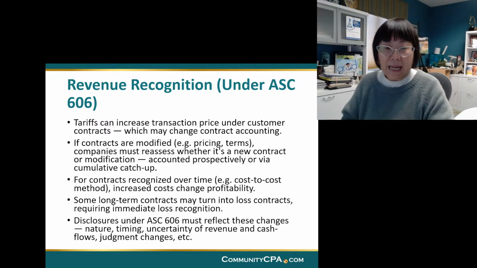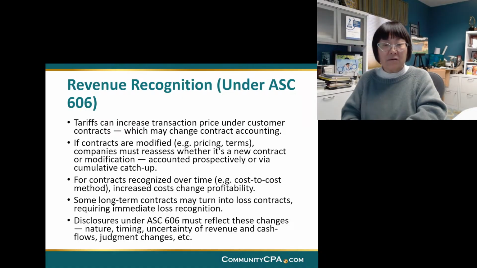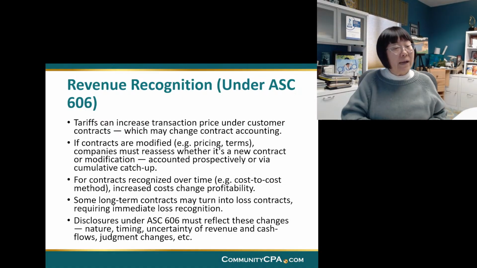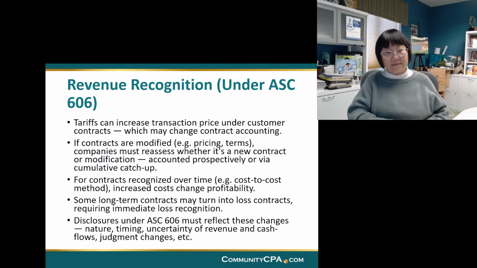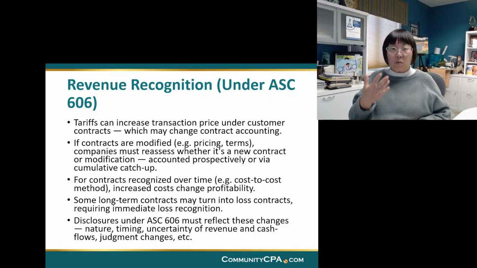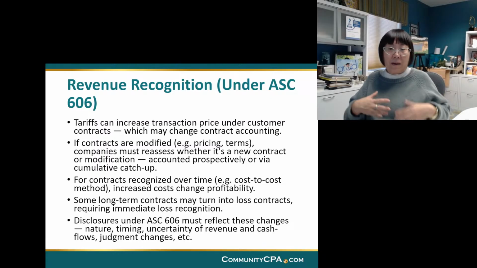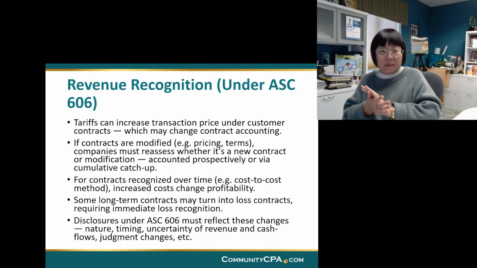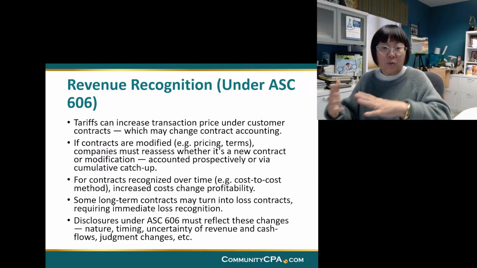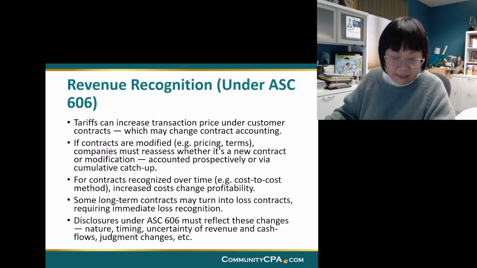That is an immediate loss recognition required by ASC 606. And you also want to disclose that if you produce financial statements, with a note to the financial statements. Then you want to disclose it. All right.